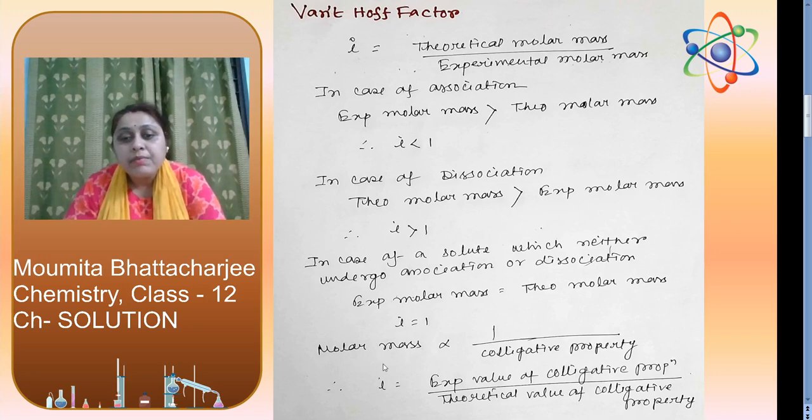Again, we know molar mass is inversely proportional to its colligative property. So in place of molar mass, we can write the colligative properties. So i becomes the experimental value of colligative property divided by the theoretical value of colligative property.